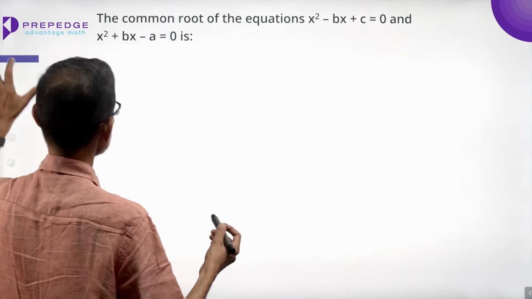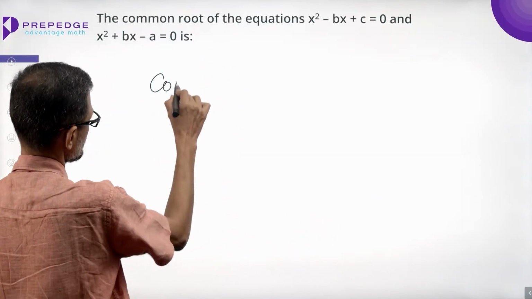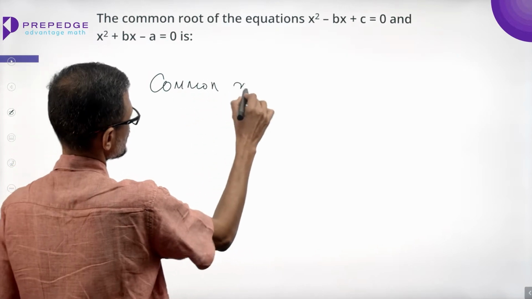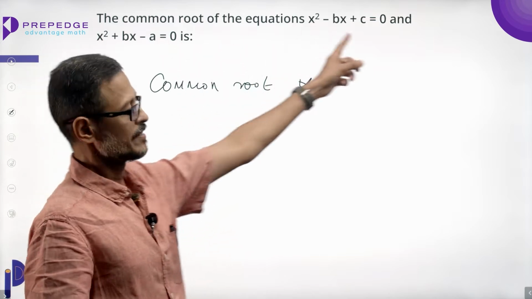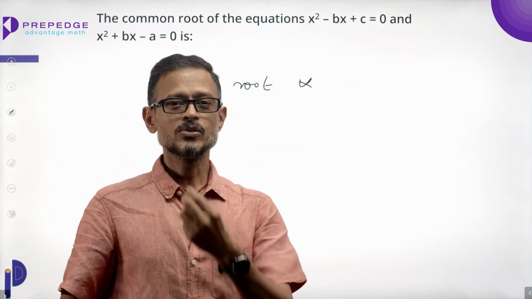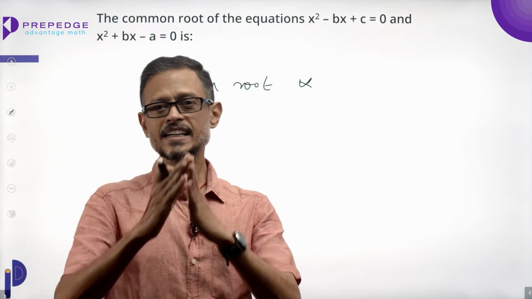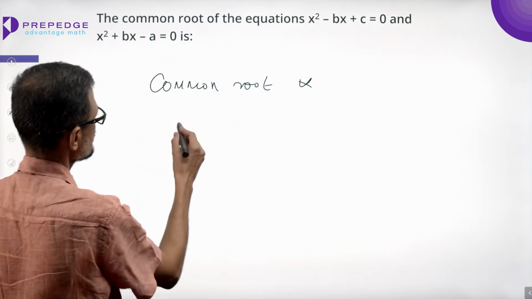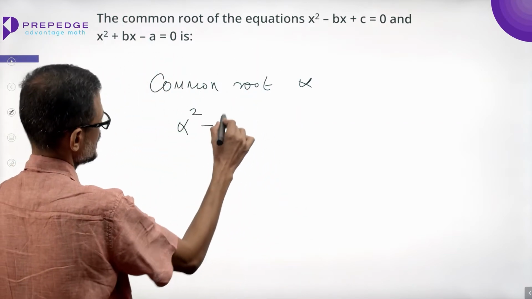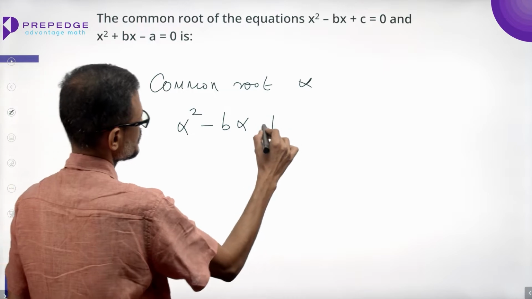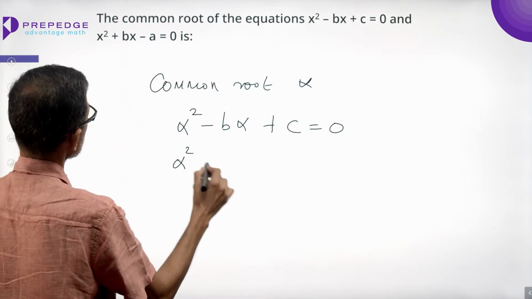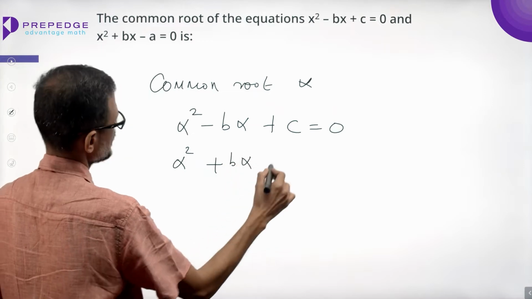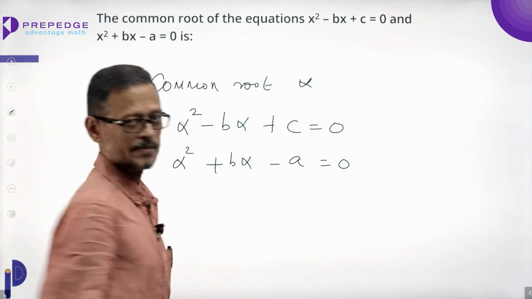Let's say that root is equal to alpha ன்னு எடுத்துக்கலாம். So the common root, let's call it alpha. So alpha is the root of the first equation, alpha is the root of the second equation. So x க்கு பதிலா alpha substitute பண்ணோம்னா ரெண்டு equation satisfy ஆகணும். So the first equation will become alpha square minus b times alpha plus c is equal to 0. The second equation will become alpha square plus b times alpha minus a is equal to 0 ன்னு வருது.